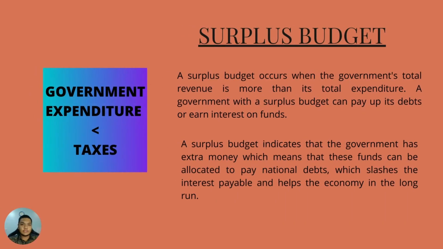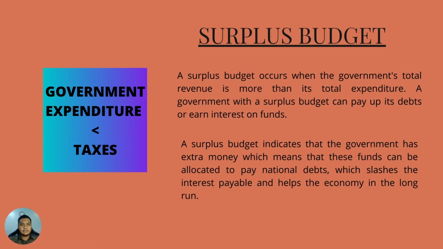Next, we move on to the surplus budget. A surplus budget occurs when the government's total revenue is more than its total expenditure. A government with a surplus budget can pay up its debts or earn interest on funds.